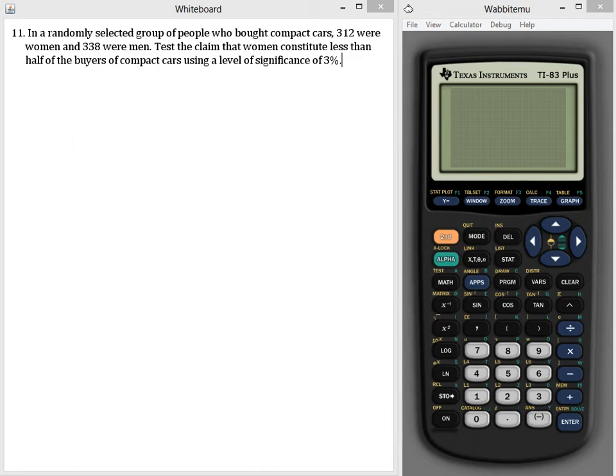A randomly selected group of people who bought compact cars, 312 were women and 338 were men. Test the claim that women constitute less than half of the buyers of compact cars using a level of significance of 3%.